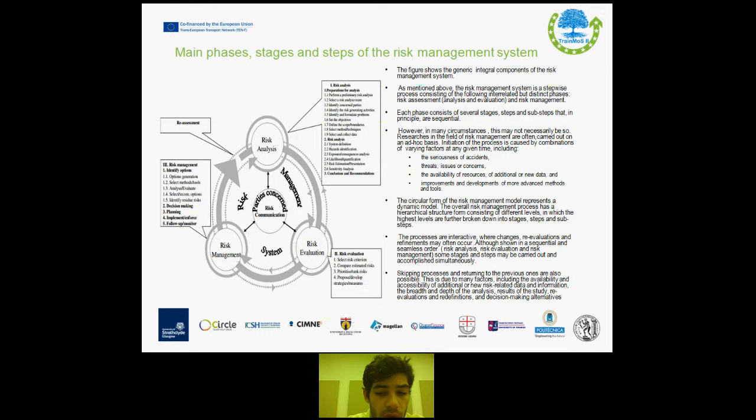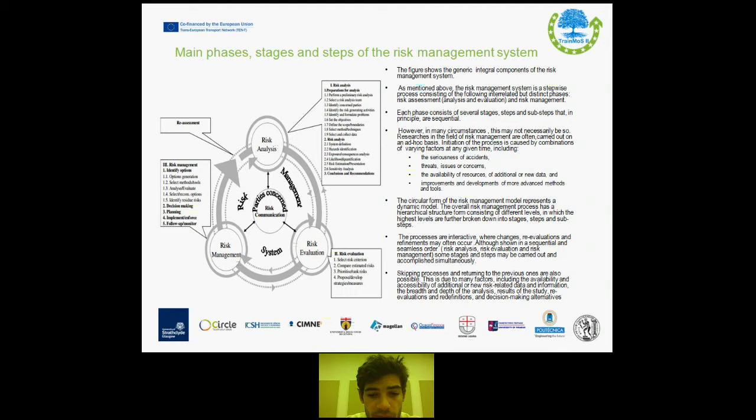The circular form of the risk management model represents a dynamic model. The overall risk management process has a hierarchical structure form consisting of different levels in which the highest levels are further broken down into stages, steps, and sub-steps. All processes are interactive, and changes, reevaluations, and refinements may often occur.